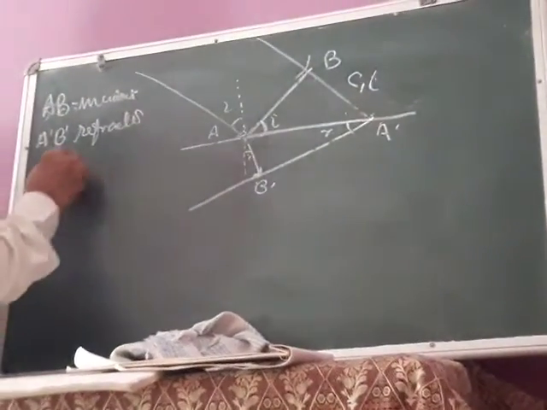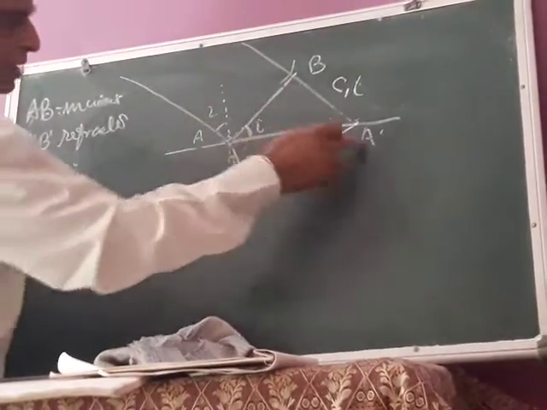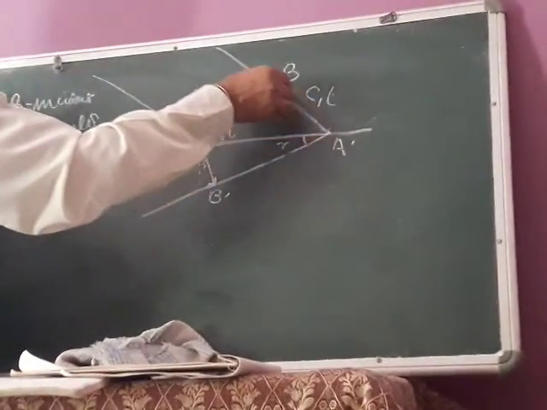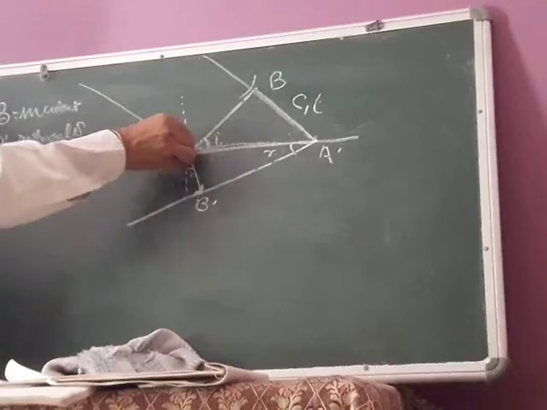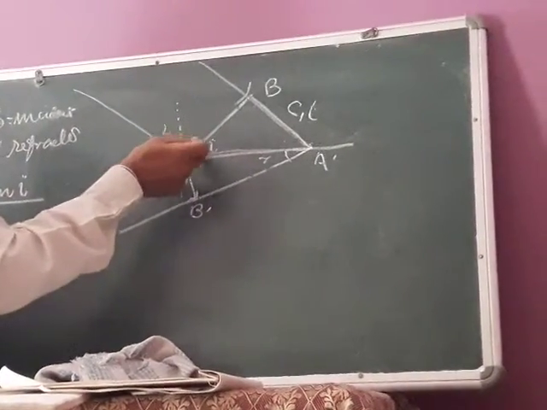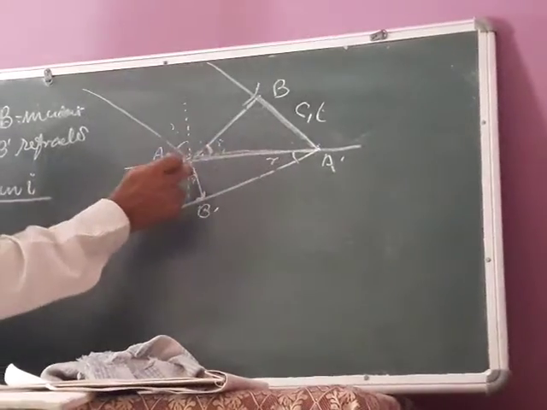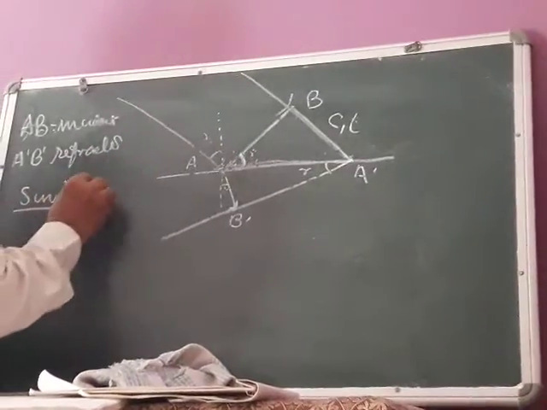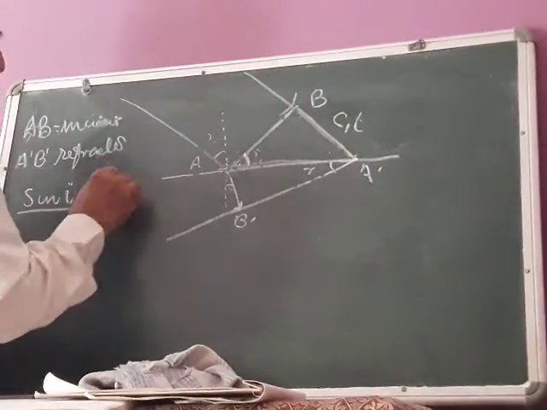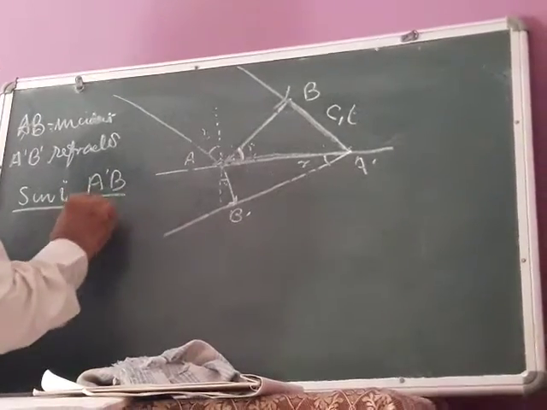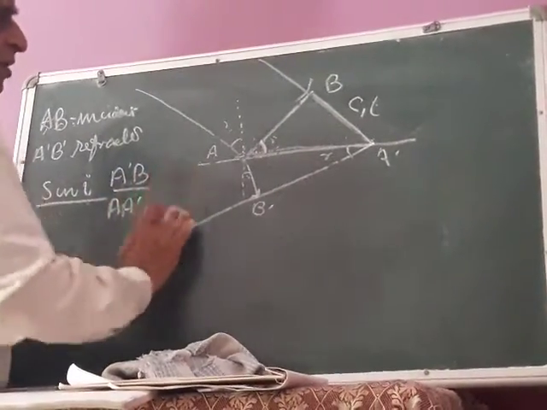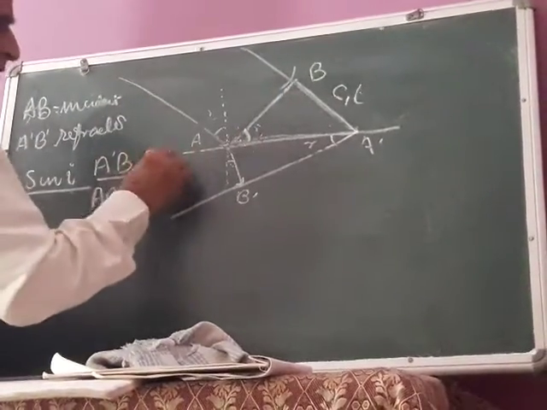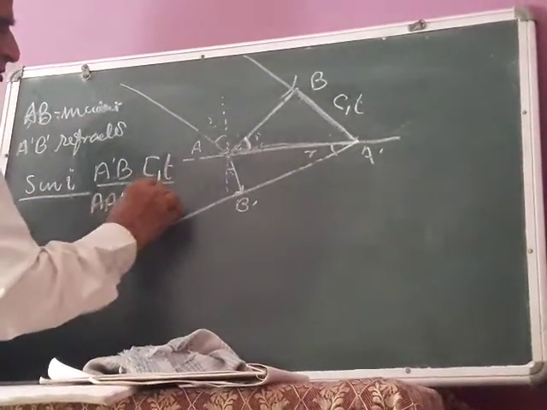So what can we say? Sine of i is how much? What is sine i? It is this upon this. This is i, and deducting from 90, this angle and this angle are the same. Similarly, this angle and this angle are the same. This is r, this is r, this is i. So sine i is A dash B upon A dash B dash. A dash B is, as we already said, c1, the velocity of light in air, into the time taken, and A dash B dash is the same. We will not change this.